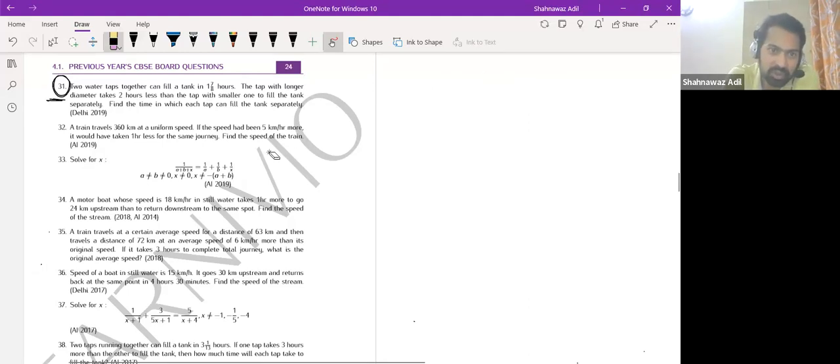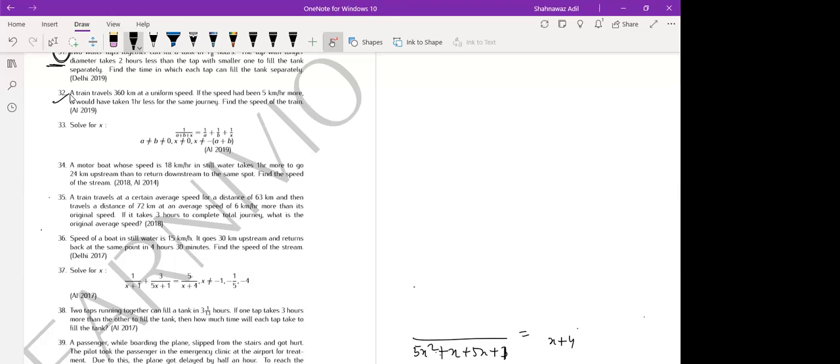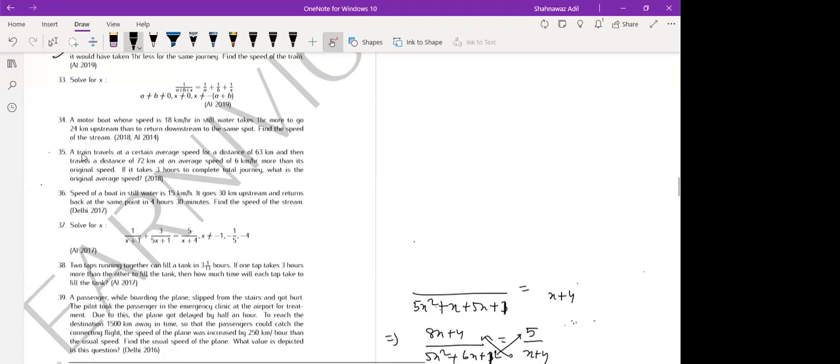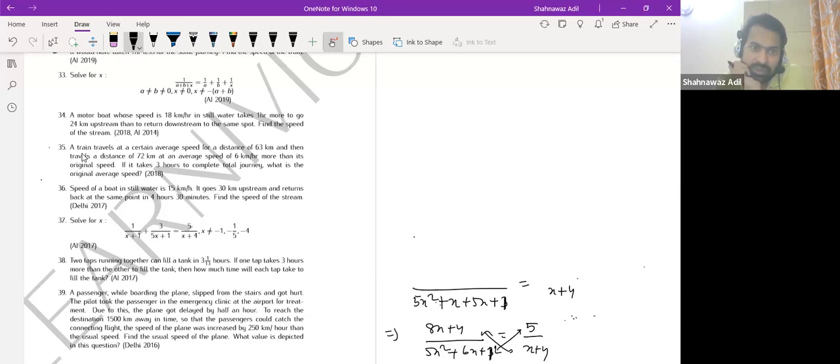So let us move on to the next one. Yeah, Abid, so again, you are getting the same question. Yes, sir. A motorboat in still water takes 1 hour more to go 24 kilometers upstream than to return downstream to the same spot. Find the speed of the stream.